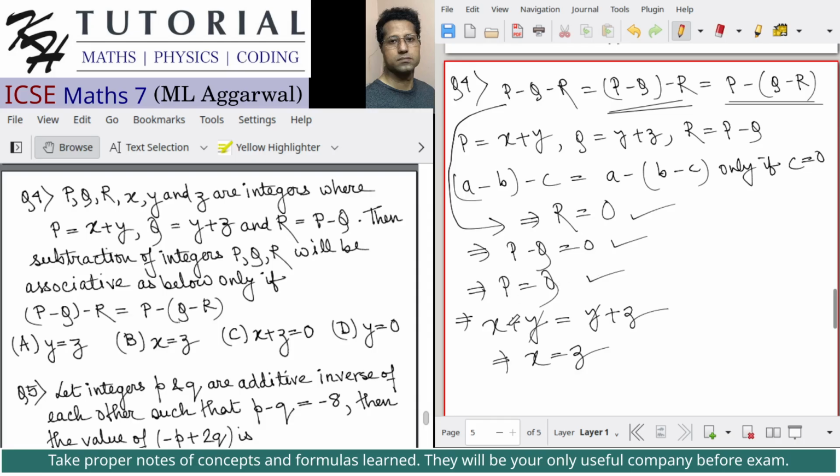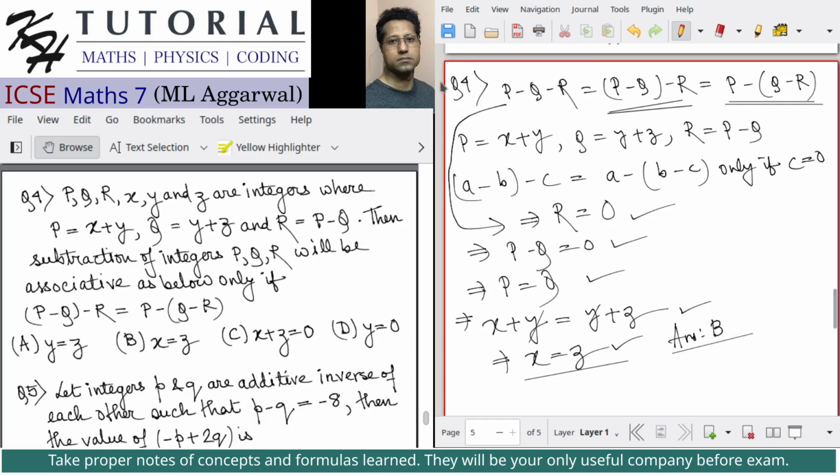Now what is p? P is x plus y. So we have x plus y is equal to y plus z. From this equation I can easily cancel out the same term from both sides, which is y. So I have x is equal to z. So this is the required condition, and hence the correct choice is B.